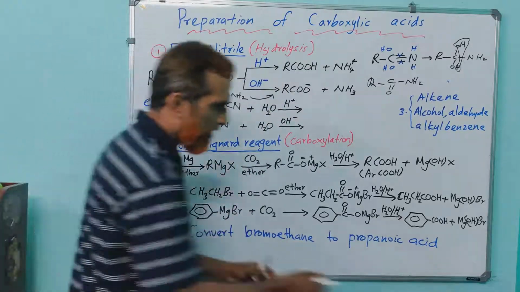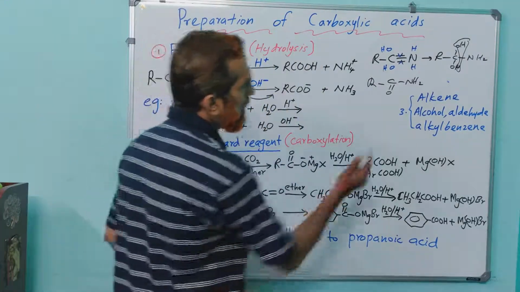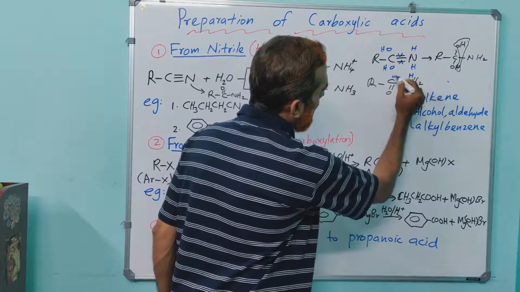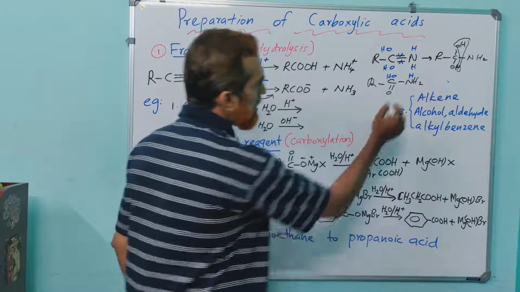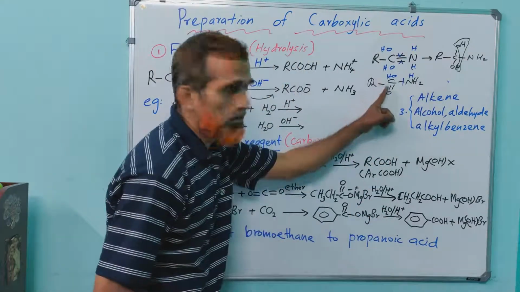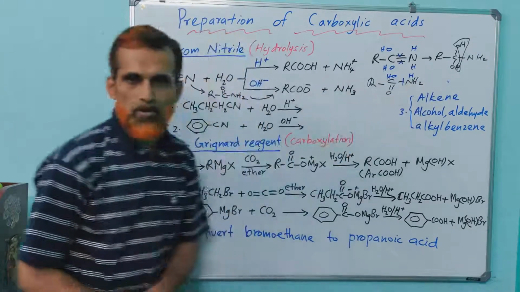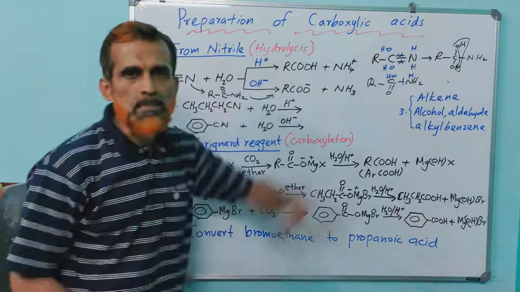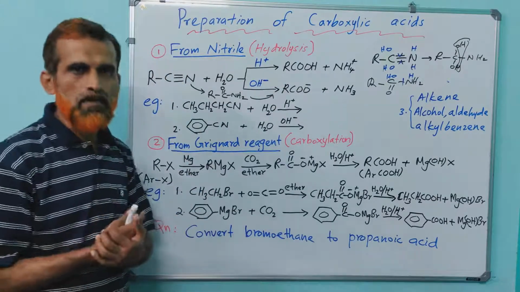So what happens now? Now this bond is again broken by another molecule of water, H and OH, right? This is also broken. So what do you get now? You get RCOOH, acid, and NH3, that's ammonia. Based on the condition, one will be free and the other will remain as the conjugate counterpart.